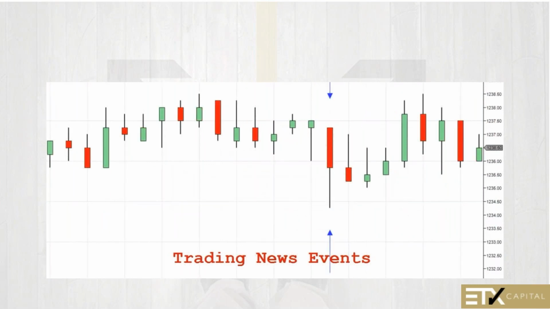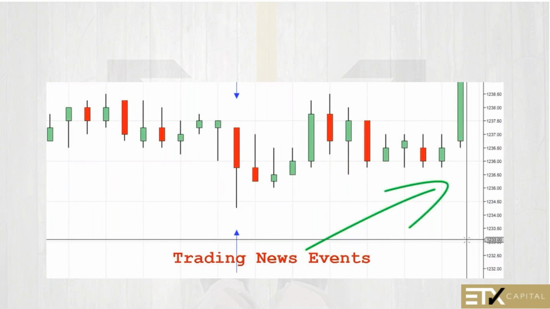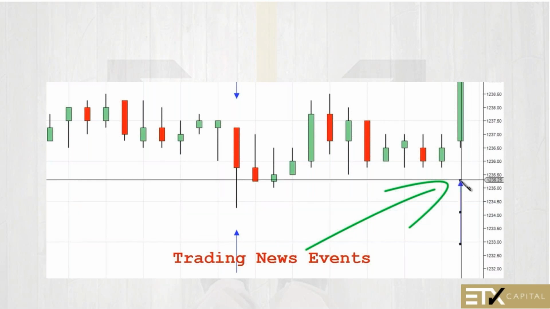So as the market starts to see that traders that were short the market based on that news event are now having a little bit of a problem. They have to cover their shorts or get out of the stop or even reverse because the market is not moving in their favor. Hence, what occurs next is that the market explodes to the upside.